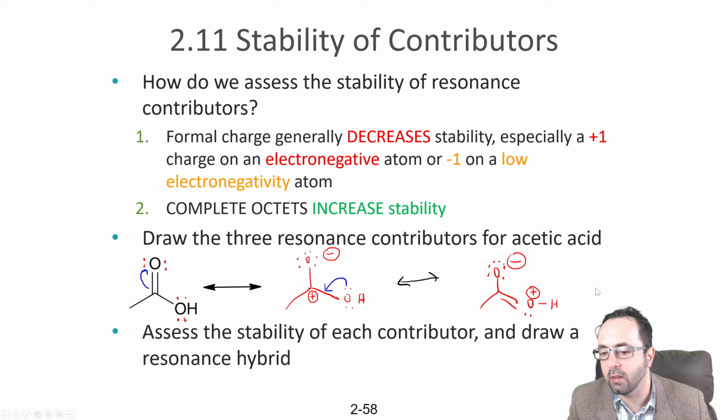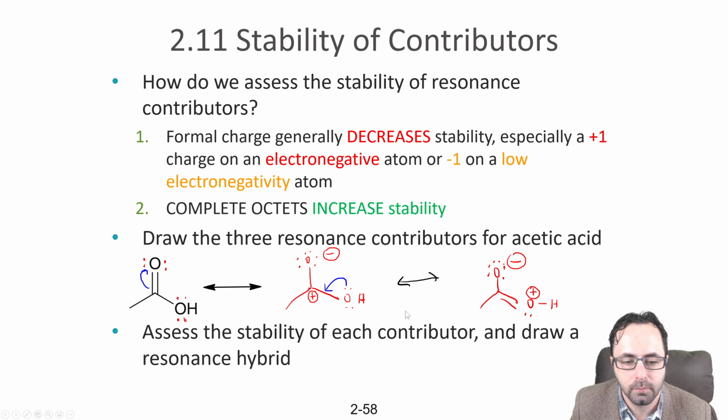This last one is very unstable, so the electrons are very unlikely to be in this arrangement, because not only is there more formal charge, a negative and a positive, well, there was here too, but the positive charge is on an electronegative atom, so this would be the least stable one. So in terms of stability, it goes from left to right, most stable down to least stable. Here.